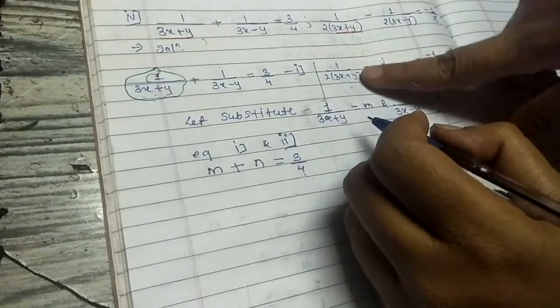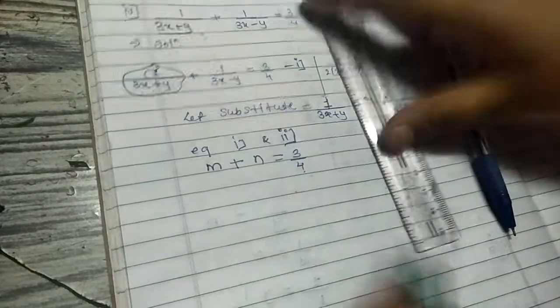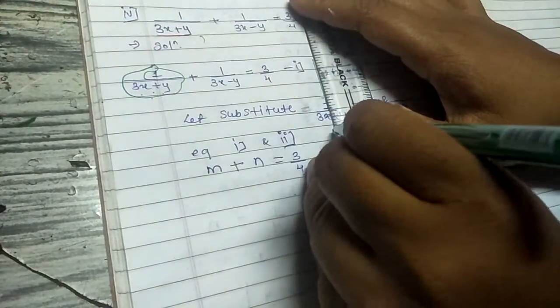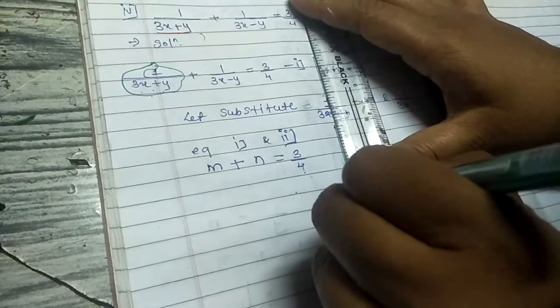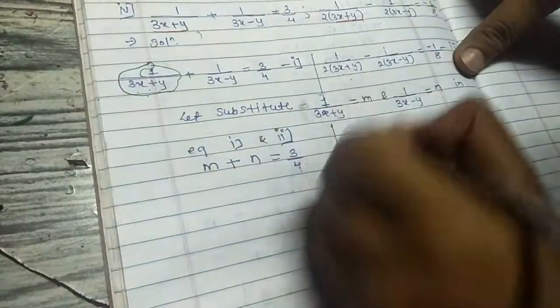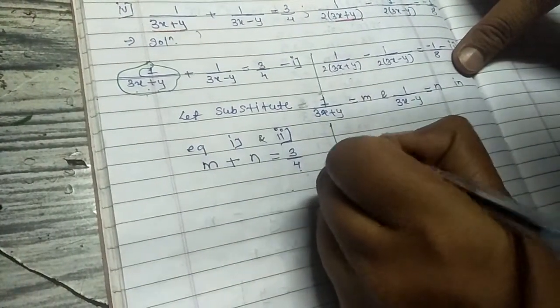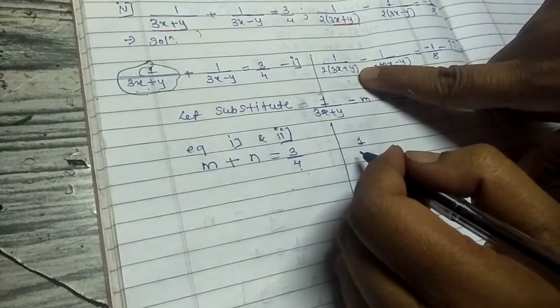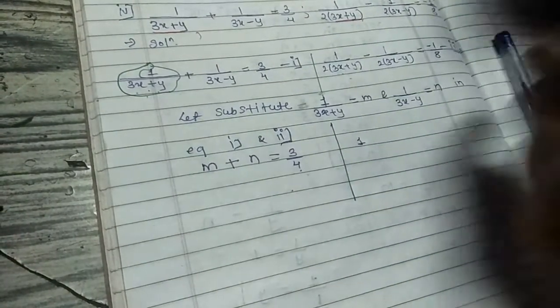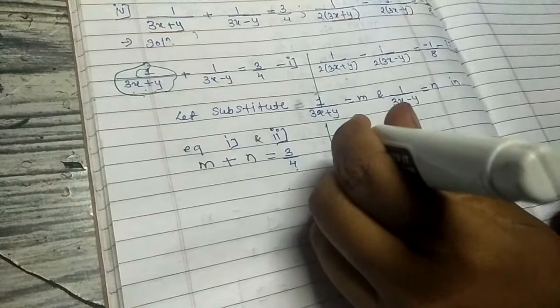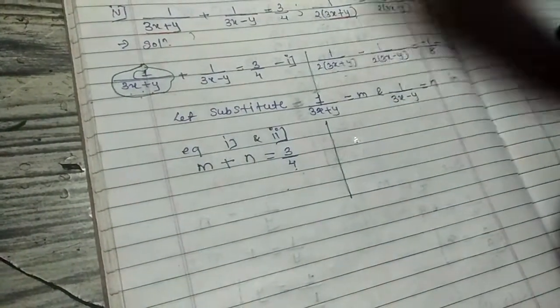Now here in this one, it is what? Now see here, 1 upon 3x is there, so it means the 2 is going to remain as it is there.